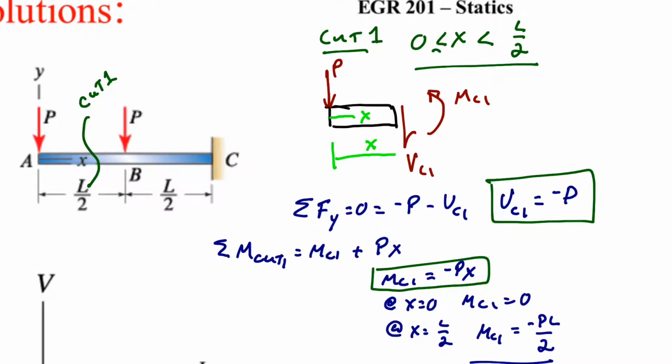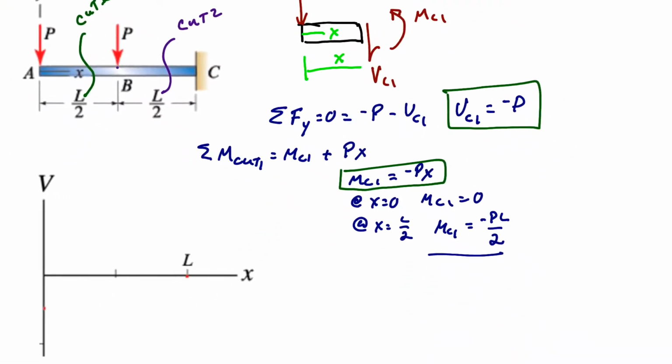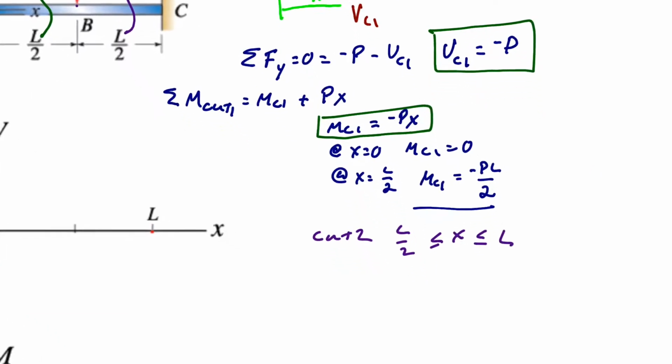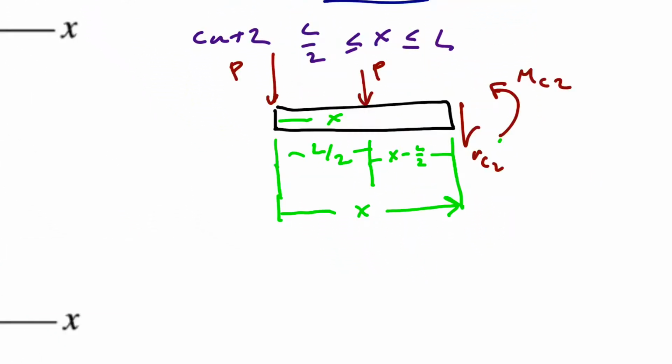Now we'd like to take a second cut. I'm going to take that here, cut 2. And notice that I take it after this discontinuity or some change, which is this concentrated load. So we always look at where we want to take these cuts. That cut, again, is cut 2, and that is between x equal to L over 2 and up to L. So that is our range. Now we need to draw the free body diagram for this cut, and I'll draw that over here. So here's the free body diagram.